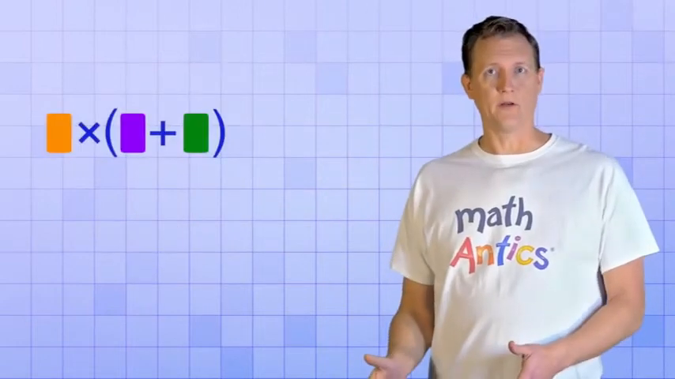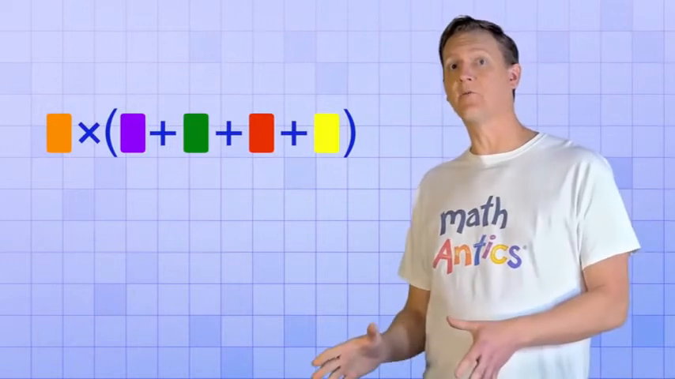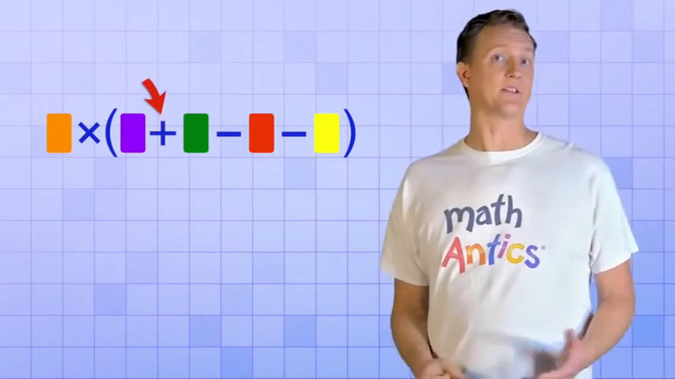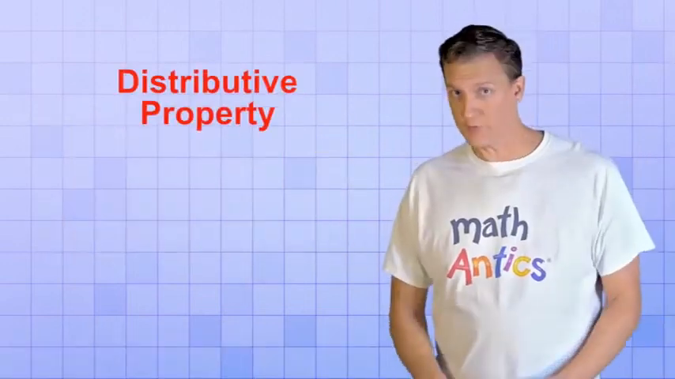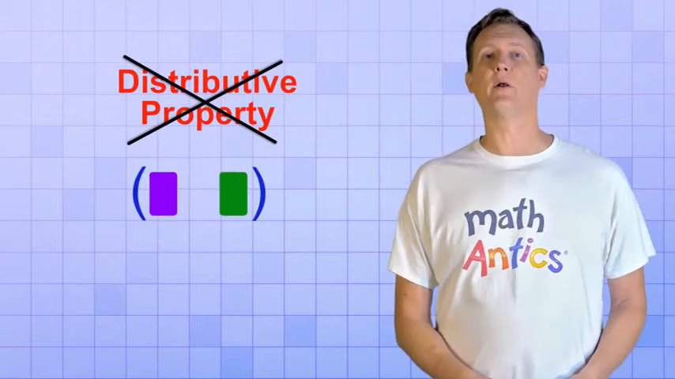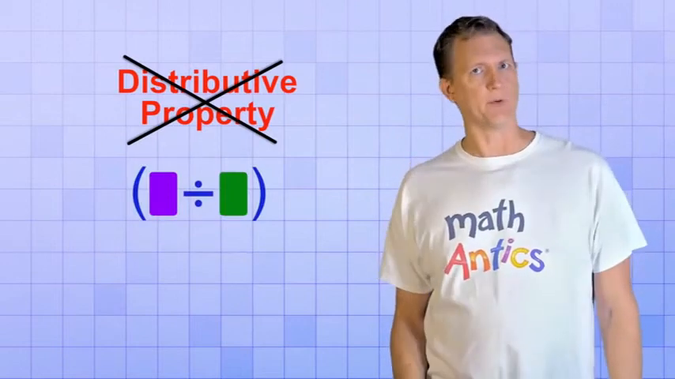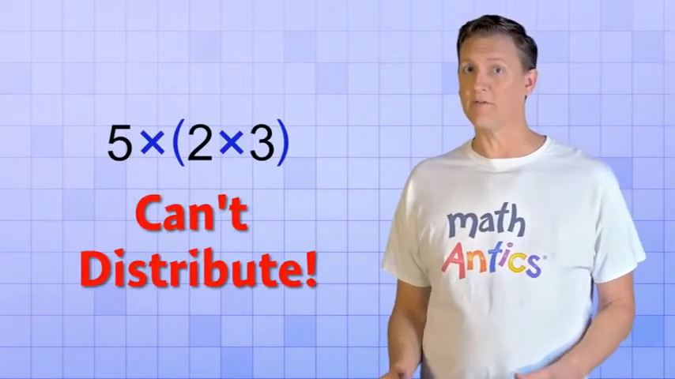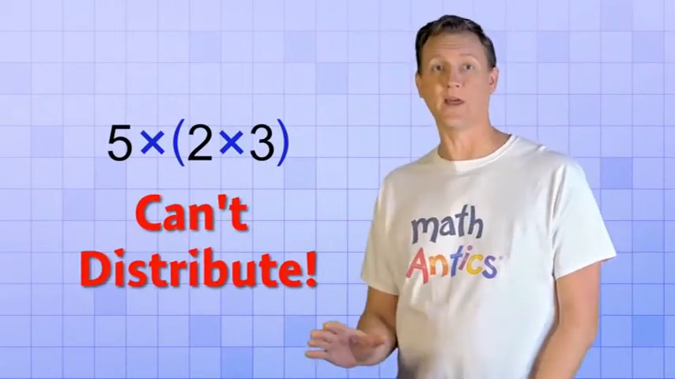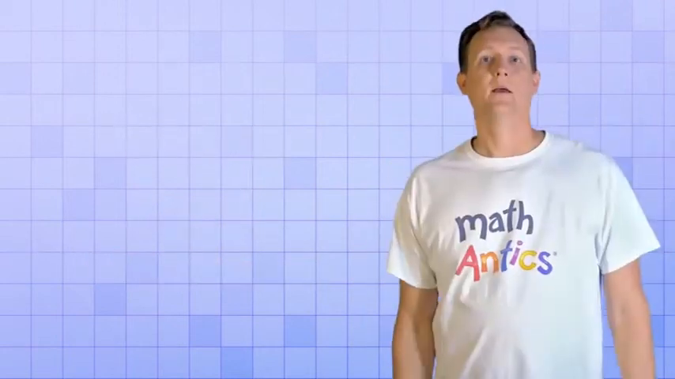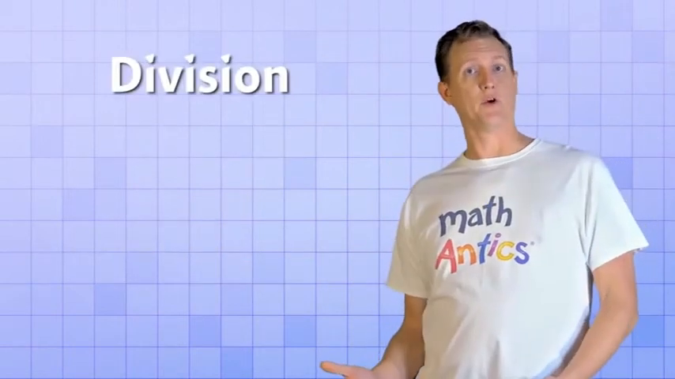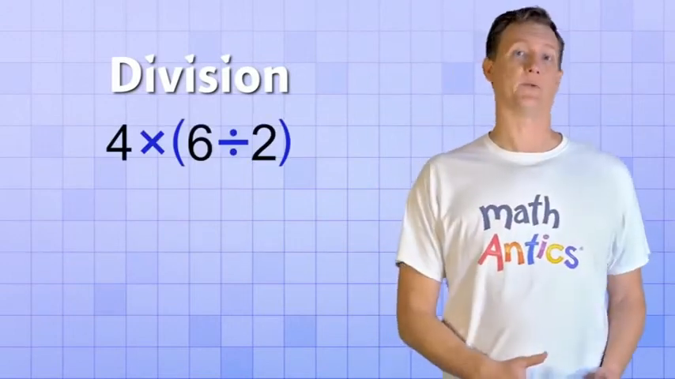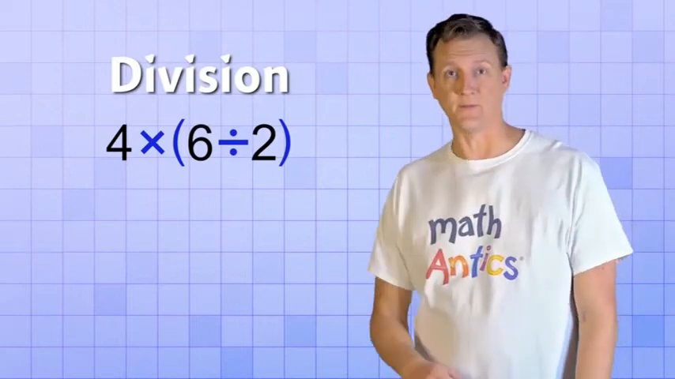So the distributive property works for groups of any size, and it works the same for group members that are being added or subtracted, even if there's a mixture of addition and subtraction in the group. But the distributive property doesn't work when the members of a group are being multiplied or divided. For example, if you have 5 times the group 2 times 3, you can't distribute a copy of the factor 5 to each member of the group without getting a completely different answer. And the same goes for division. If the members of a group are being divided, like 4 times the group 6 divided by 2, you will not get the right answer if you distribute the factor 4 to each member.